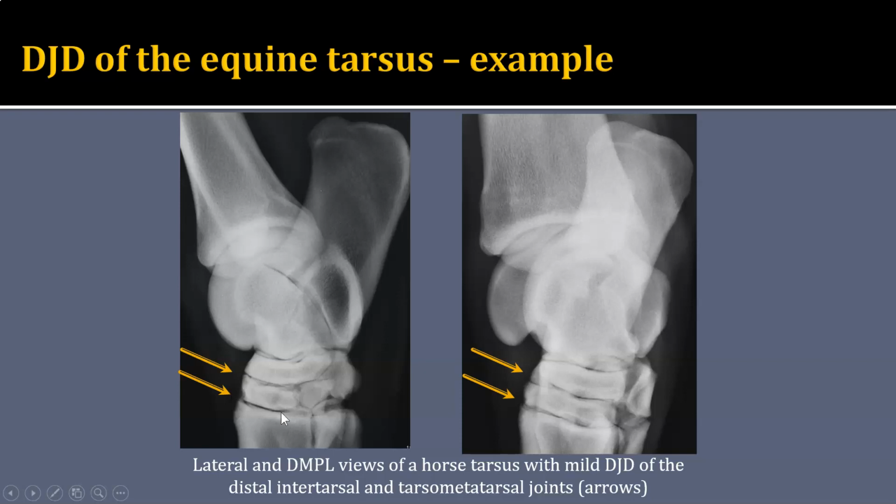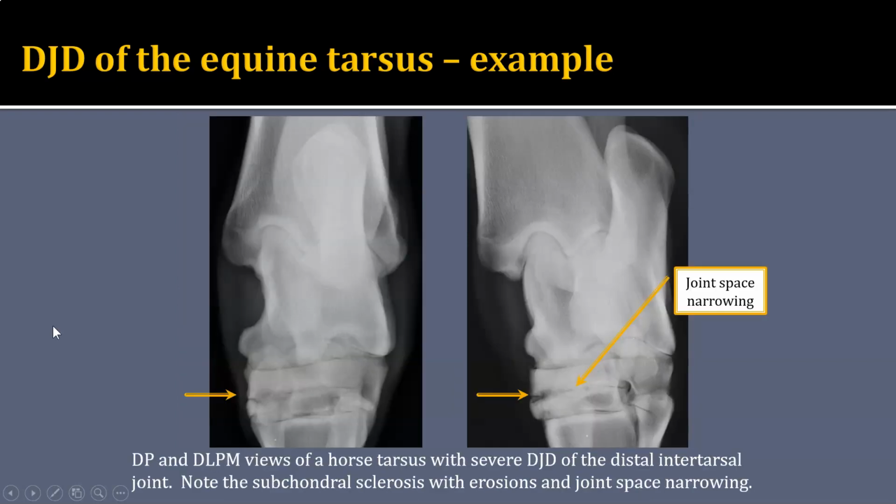Joint spaces look okay, and I don't see any other changes. Then on the dorsolateral side, we can see a little bit of those changes as well. So pretty mild. We don't usually see much for joint swelling in these low motion joints.